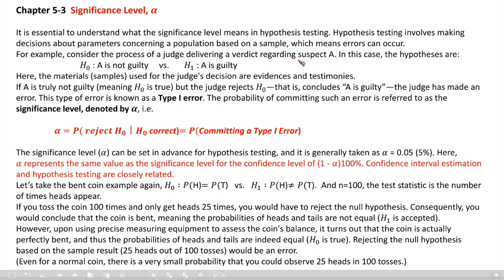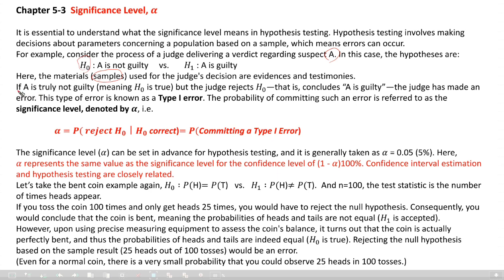There is a murder suspect A. In this case, the hypotheses are H0, A is not guilty, versus H1, A is guilty. Pre-assumption of innocence, we take H0, A is not guilty. Here, the judge gathers many materials that we call samples. Samples used for the judge's decision are evidence and testimonies, etc.